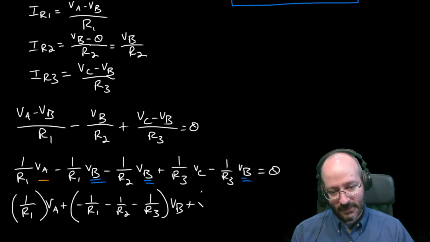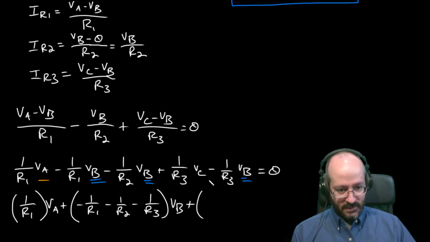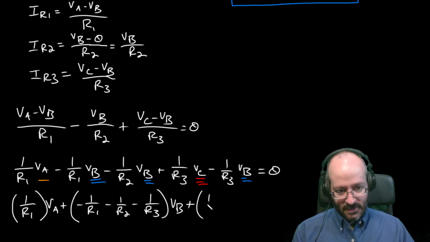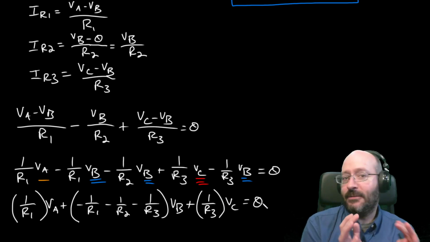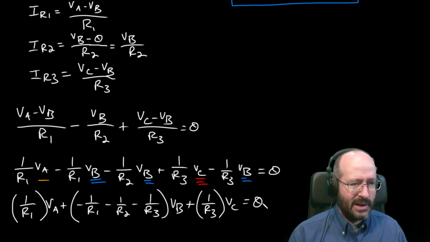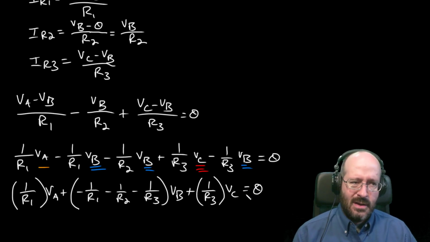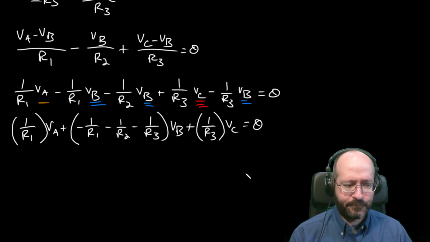Okay, make the next one positive. Throw a parenthesis in there. And where are the VCs? Here it is. The only thing there is 1 over R3, and it's positive. And that's in front of VC. That's all equal to 0. Okay, I like this format better. All of our coefficients are gathered together. It's going to be closer to ready to plug into whatever calculator you're using. MATLAB and probably Python allow you to be a little sloppier with that if you choose to be.